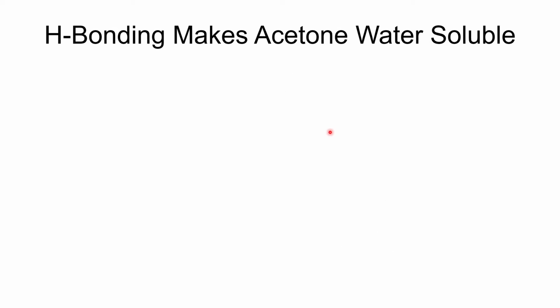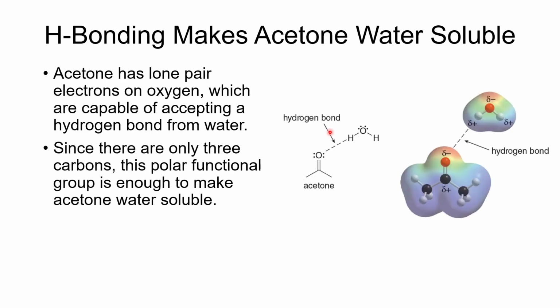All right, so hydrogen bonding, here is the picture. Hydrogen bonding makes acetone soluble in water. And again, these are completely miscible, which means that we can dissolve them in any ratio. Acetone has a lone pair of electrons on the oxygen. It's capable of accepting a hydrogen bond from water. Therefore, we're going to get good solubility. So, ta-da. All right, and yes, since there are only 3 carbons, that one polar functional group is enough to get the 3 carbons to dissolve. If we threw a couple extra carbons on either side there, it'd start to become insoluble.